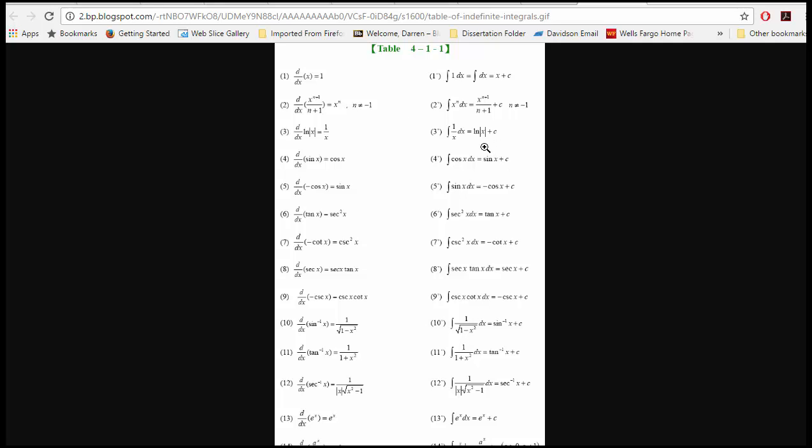The thing I like about this table, which some tables, especially the ones on the internet, don't have, is they don't always put C on there. All right, right on. So look at this. We've got the antiderivative of x at the end. We've got the antiderivative of 1 over x, which is natural log of absolute x, cos, sine, et cetera, et cetera. We've got the whole thing.